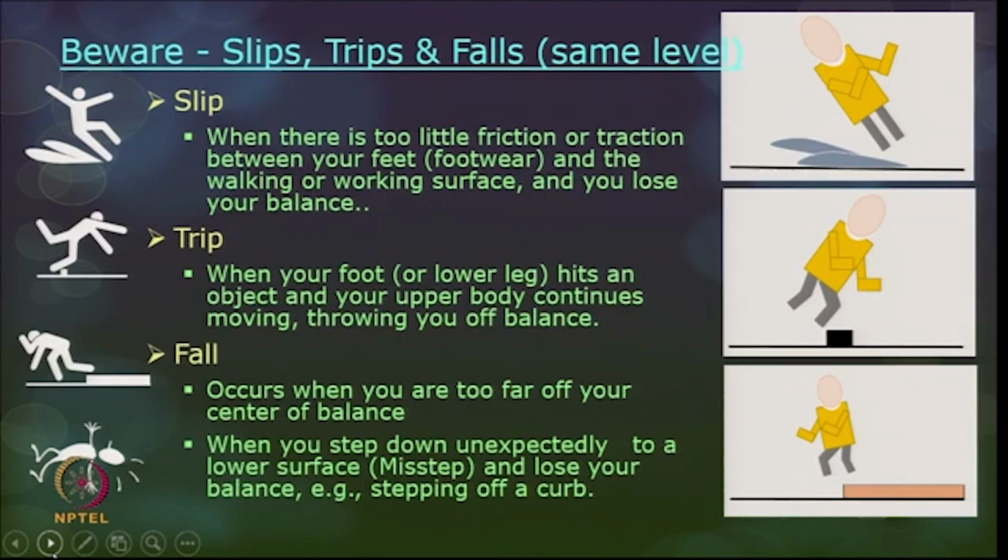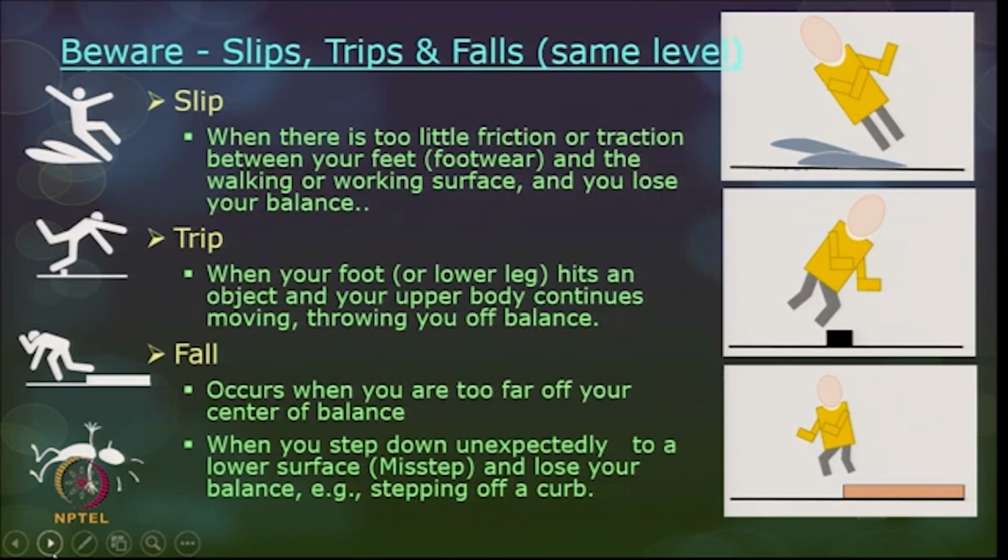If you look at falls, there is actually fall on the same level or on the same floor, on the walking or working surface. That is how it is generally referred. That fall is generally associated with 2 other terms, which is nothing but slips, trips and falls. So, let us try to understand what these slips, trips and falls are.